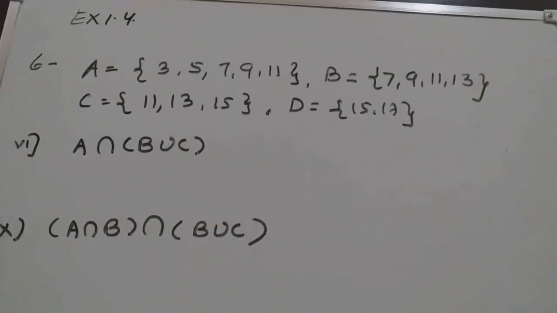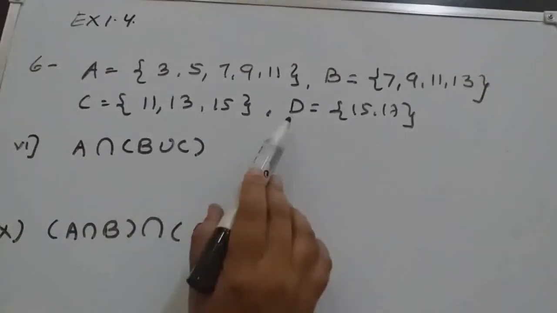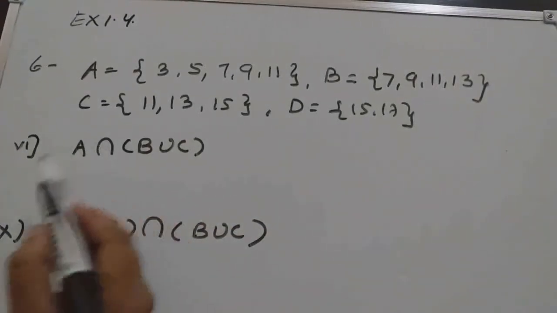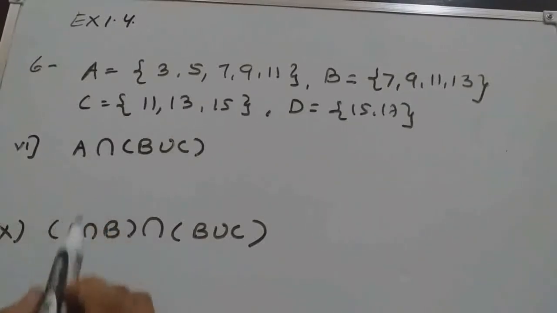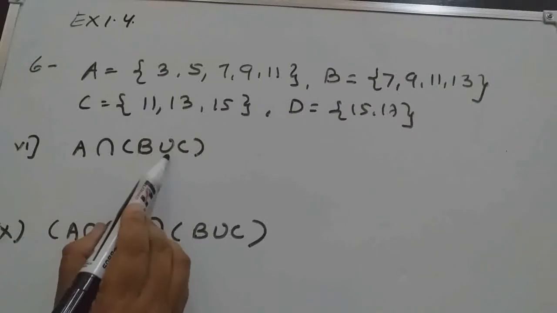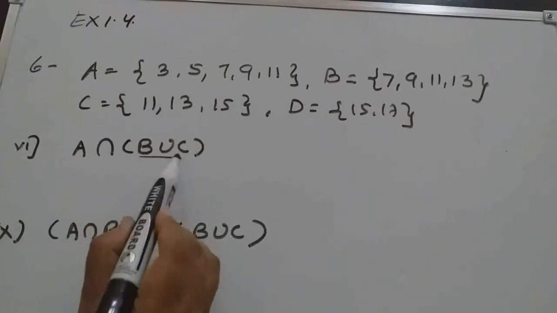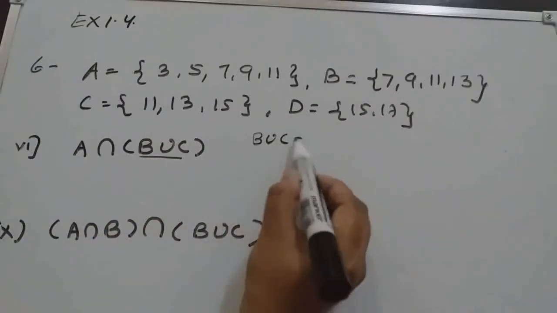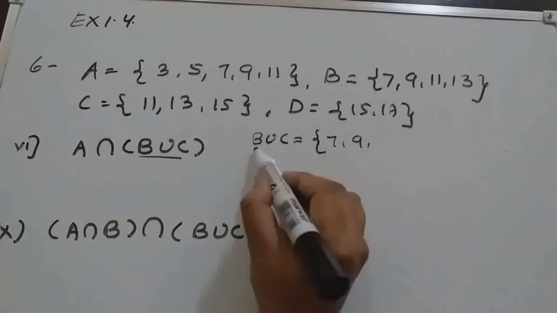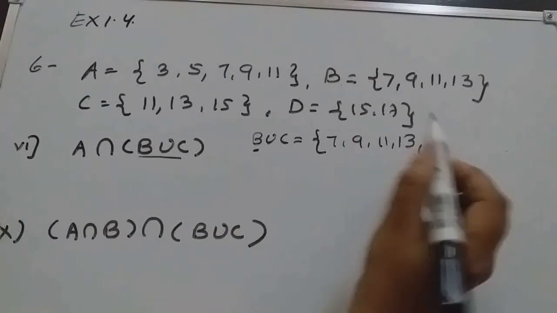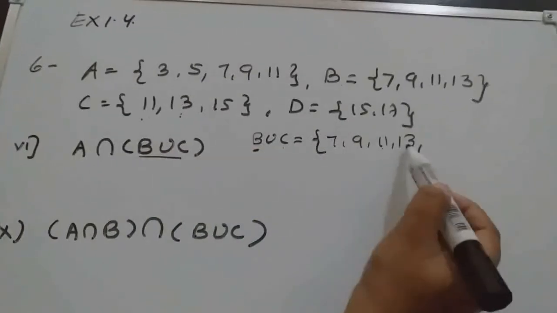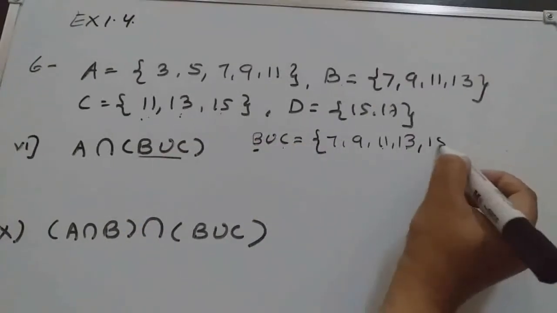Question number 6. Here A, B, C, D 4 sets are given and 10 sub questions are given which are alike. Okay, so I will take 2 questions out of this. So A intersection (B union C). First we can solve the bracket, meaning we find B union C here. B union C means first write all the elements of the first set, B. Then when you write elements of C, don't write repeating elements. So 11 and 13 are already there, so only 15 will be added.